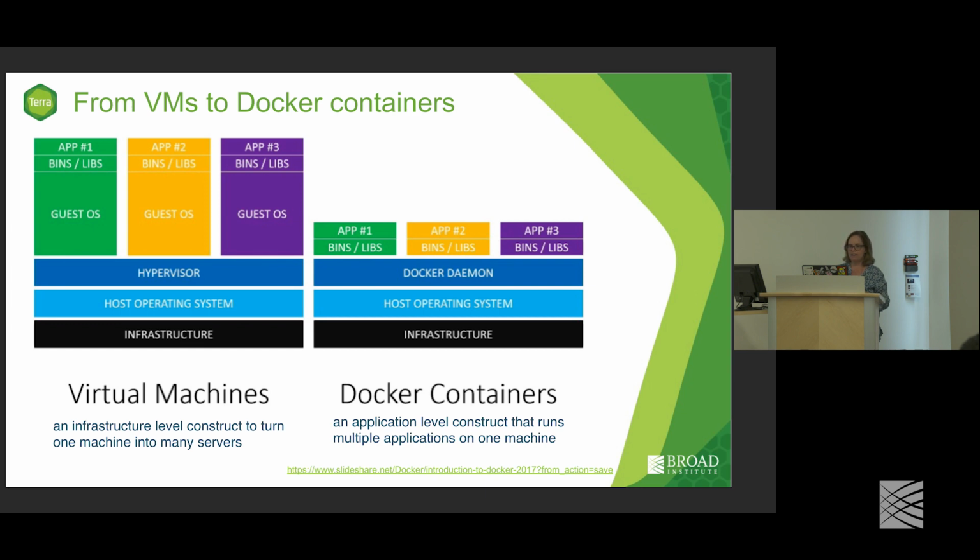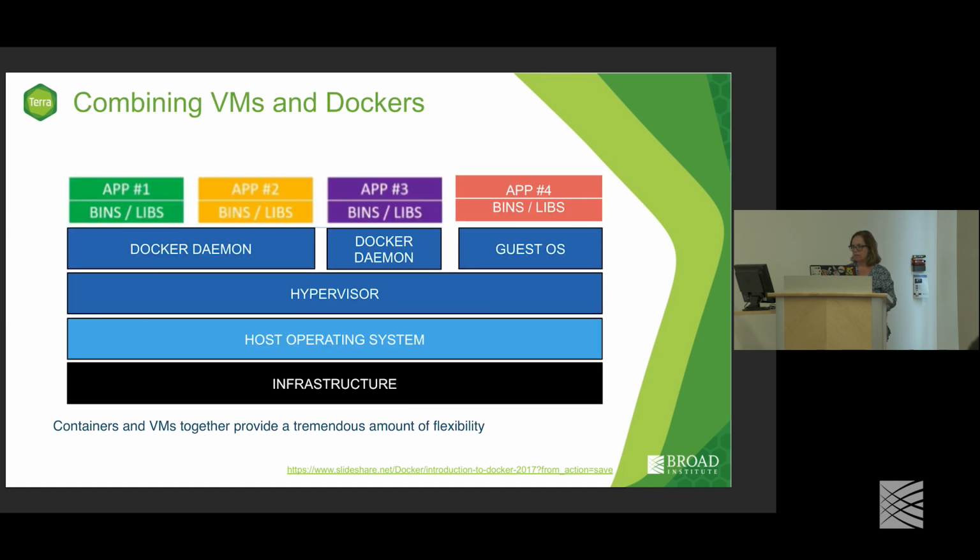And it's different from virtual machines because virtual machines is really about infrastructure, whereas with Docker containers, you can have one virtual machine running multiple Docker containers, for example. So they don't scale exactly the same. So here's a schematic of how Terra and Google Cloud Compute has combined the versatility of Dockers with virtual machines.